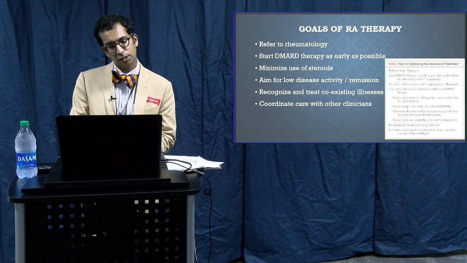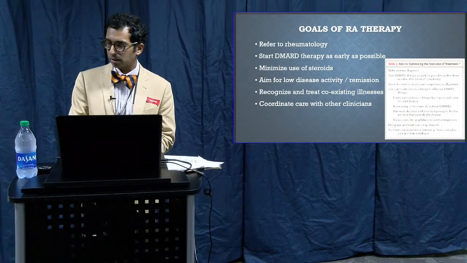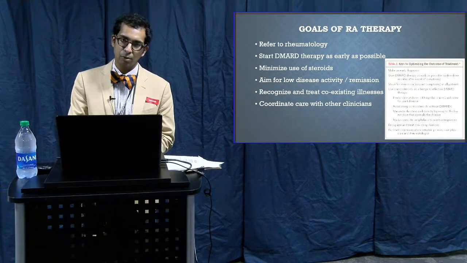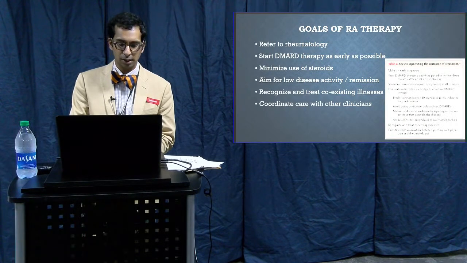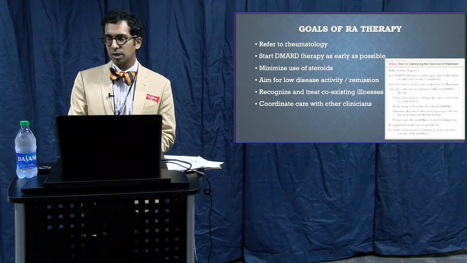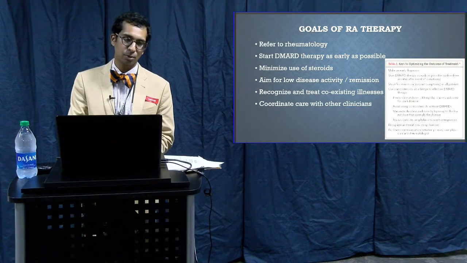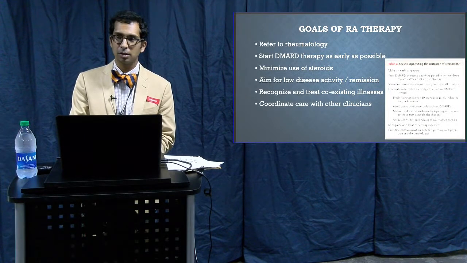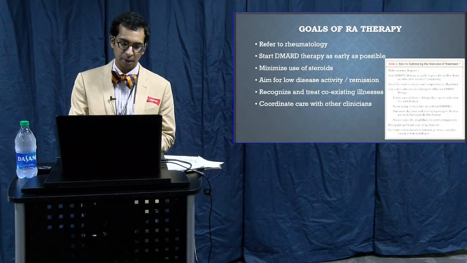It's important, and we'll talk about this towards the end, to recognize and treat coexisting illnesses. I think that's an area that rheumatologists are not as good at, is thinking about other comorbidities and making sure that we address and risk stratify appropriately. And then, related to the previous point, is coordinating care with other clinicians. So again, because this disease can affect the lungs, because it can affect the heart and put people at risk for cardiovascular disease, it's really important to make sure there's a collaborative effort and that we all try to work together to help these patients.